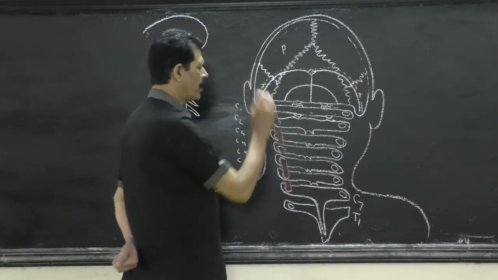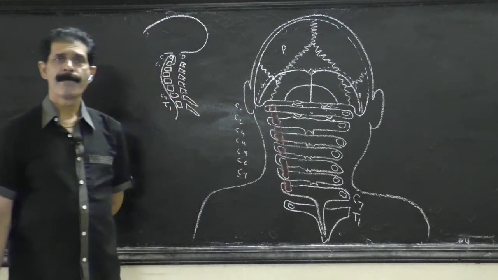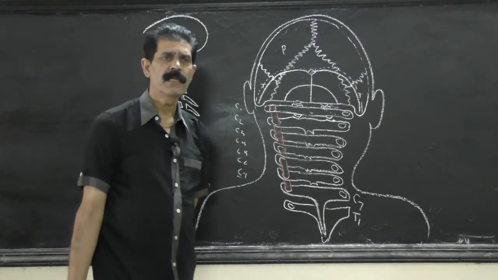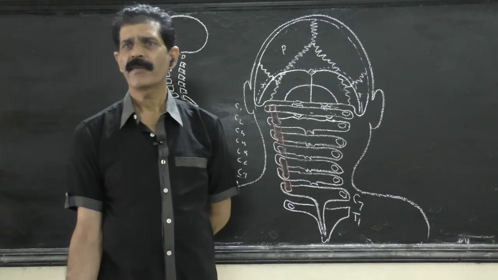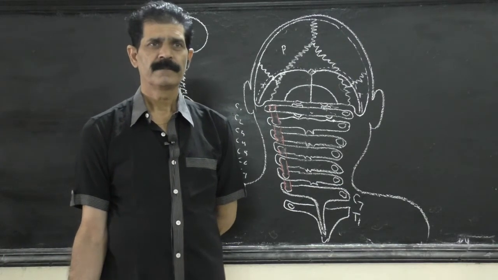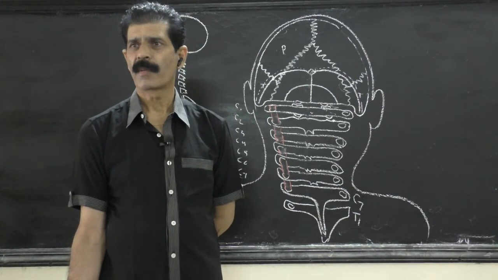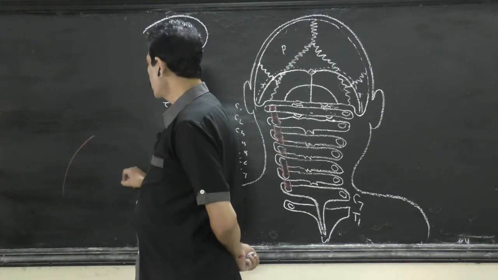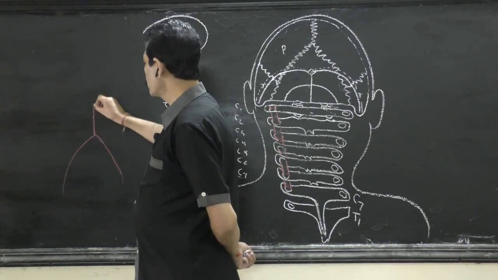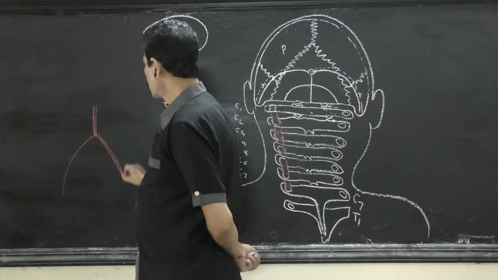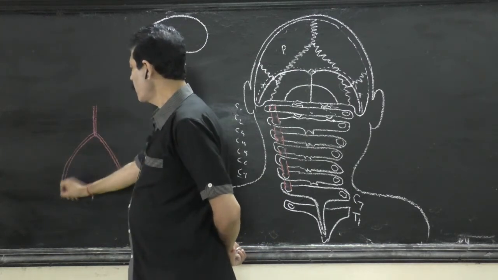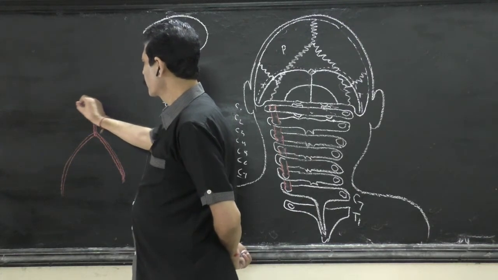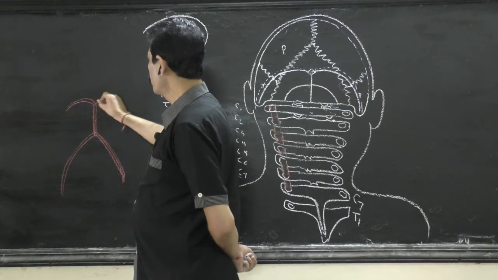So this is the vertebral artery going up, and this is the same vertebral artery that we have studied in the blood supply of brain, circle of Willis, if you remember that diagram. The two vertebral arteries, right and left, they unite to form which artery? On the pons, which artery is formed?